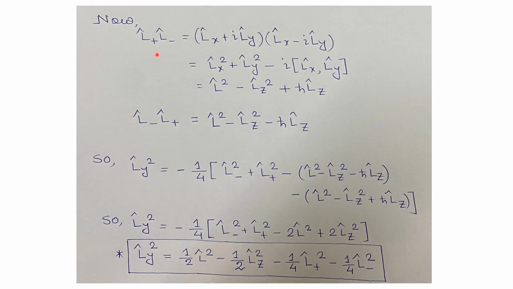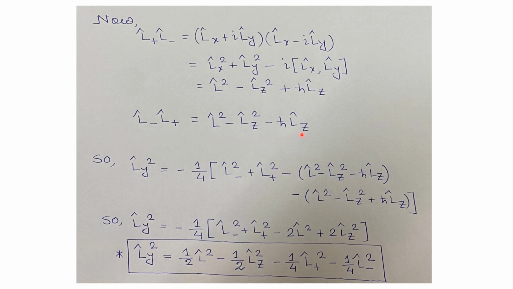Now the L plus times L minus operator equals (Lx cap plus i Ly cap) times (Lx cap minus i Ly cap). So basically we are writing this L plus and L minus in terms of Lx and Ly. After multiplication we get Lx square plus Ly square minus i times the commutator of Lx cap and Ly cap. Now this commutator value is i h cut Lz. So we can write the L plus L minus operator as L square minus Lz square plus h cut Lz. Similarly, we can find L minus L plus equals L square minus Lz square minus h cut Lz.